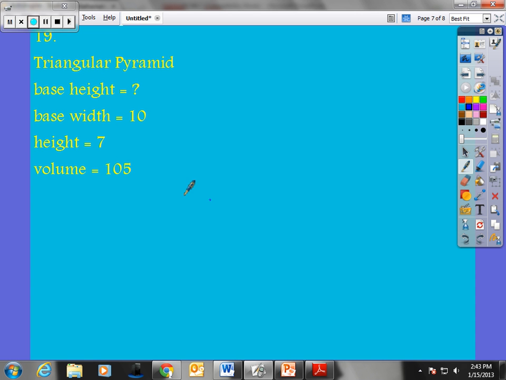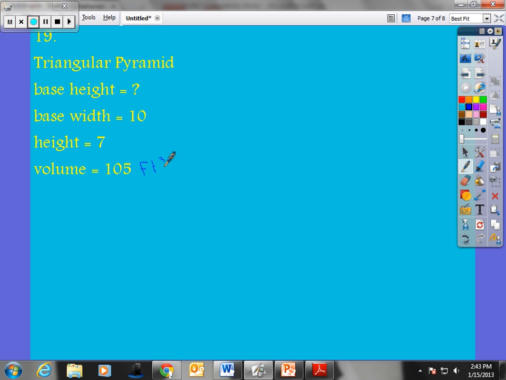So, if I take a look first, number 19, let me make sure I have this right. Number 19 says if I have a triangular pyramid with a base height we don't know, we have a base width of 10, a height of 7, and a volume of 105, and let me put a unit of measure there, that is 105 cubic feet.